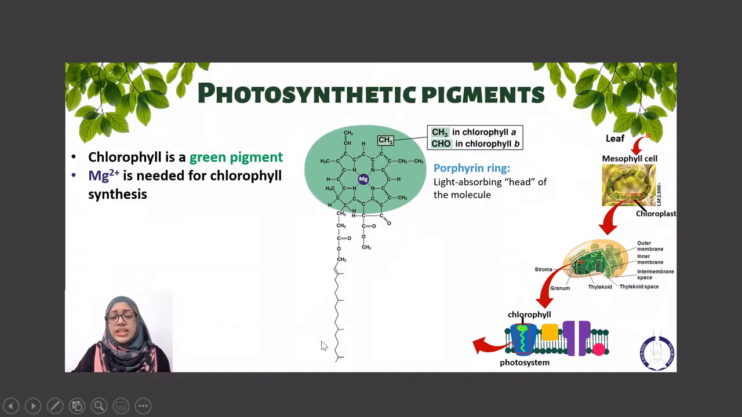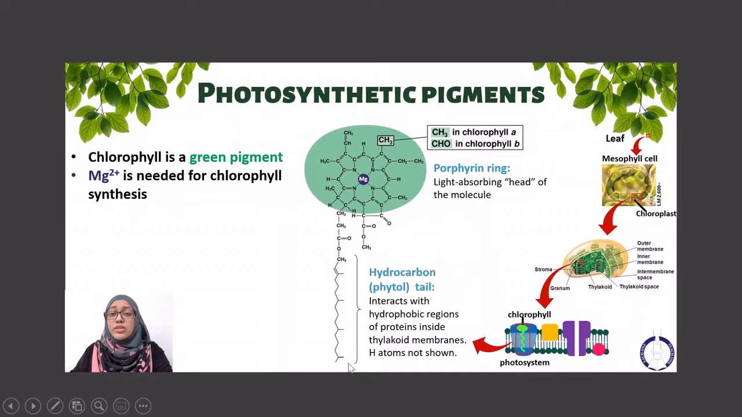And you also see that it does have this quite long tail, a large part being just hydrogens and carbons, and this part is called the phytol tail. And this part, being hydrophobic, allows this chlorophyll molecule to embed itself into the hydrophobic parts of these proteins. If you remember, phospholipid bilayers will have this hydrophobic region, and in those hydrophobic regions we have hydrophobic amino acids of the proteins as well. So this hydrocarbon phytol tail, being hydrophobic, allows the chlorophyll molecule to embed itself into these hydrophobic regions of the proteins, making the chlorophyll stay in place.